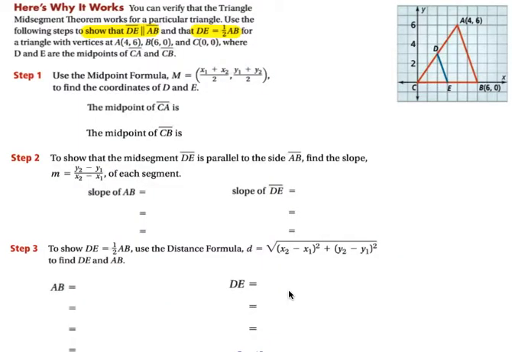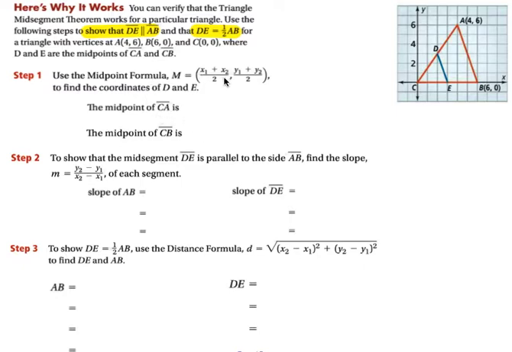So if you wanted to prove why the midsegment theorem works, you would have to prove two things. You'd have to show that DE is parallel to AB, and you'd also have to show that the length of DE would be half as long as AB. We're going to do that for this particular example, where we have a triangle with vertices A, B, and C that are given. So we're going to show that DE is parallel to AB, and that DE's length is half as long as AB. We've already learned about parallel lines, and we know that parallel lines have the same slope. And we also know how to find the midpoint.